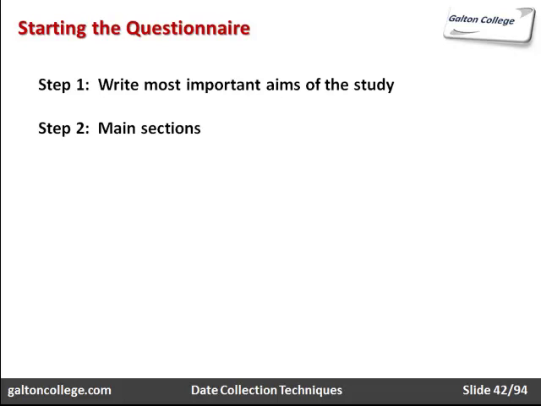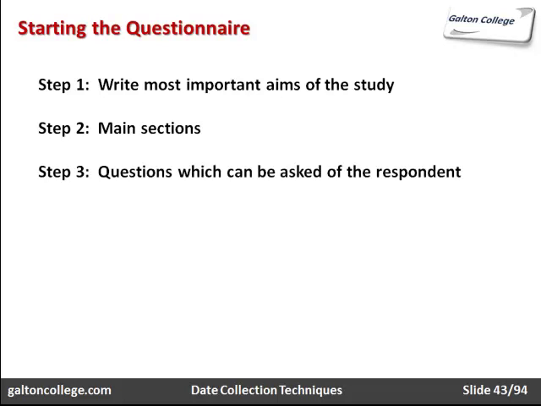Identify the main sections in the questionnaire. There may be an introductory section, a main body, and a conclusion. Just make sure that there's coherence in the way it's done. And make sure that the questions can be asked. For example, don't ask something that the respondent would have to have detailed expert knowledge to answer.